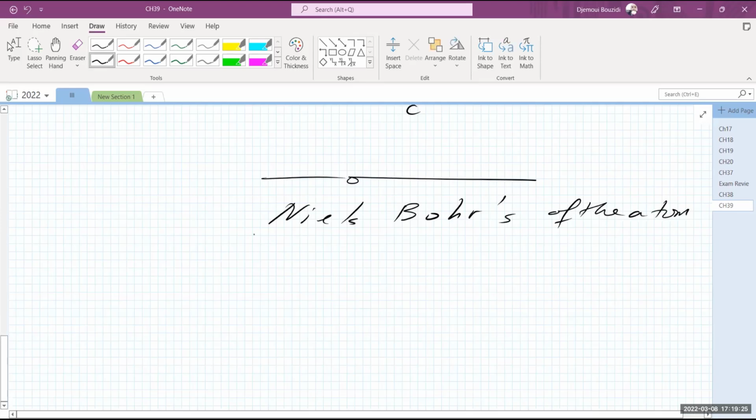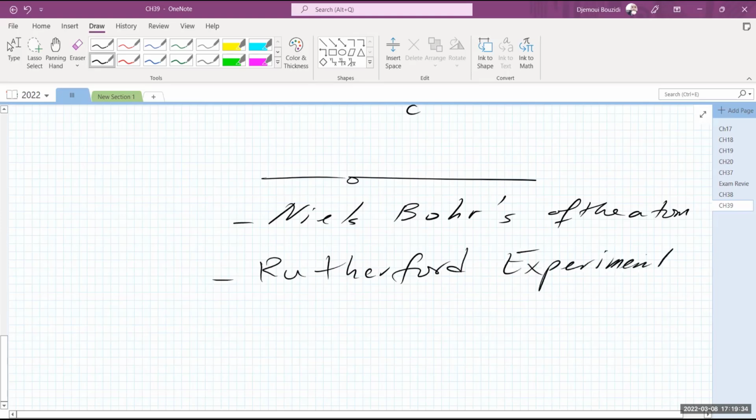Before I do that, we need to talk about the experiment of Rutherford. I know I mentioned it briefly. In Rutherford's experiment in New Zealand, he basically detected the fact that the atomic structure has a nucleus and the electrons are on top of it. So this goes first, the Rutherford experiment.